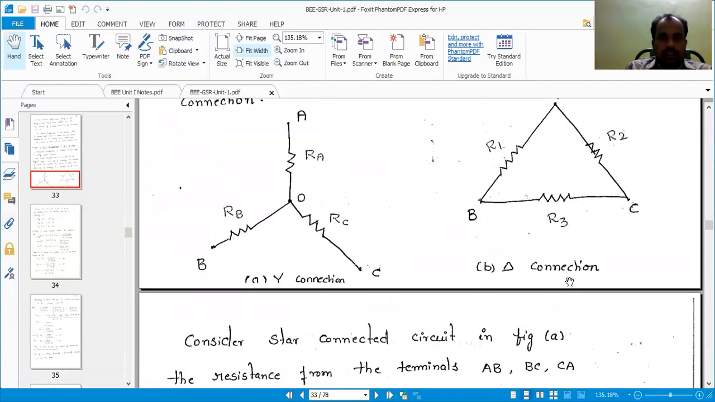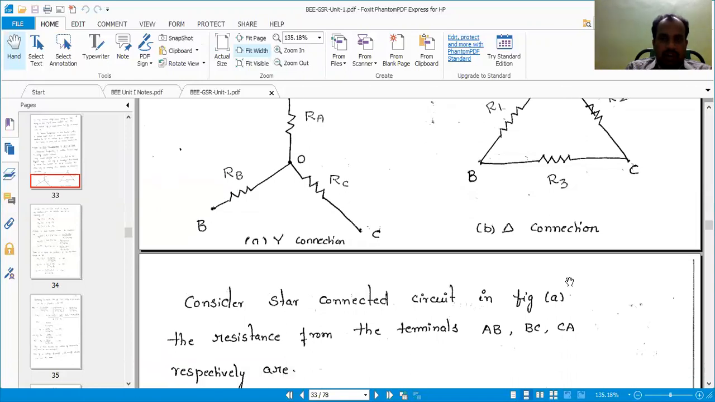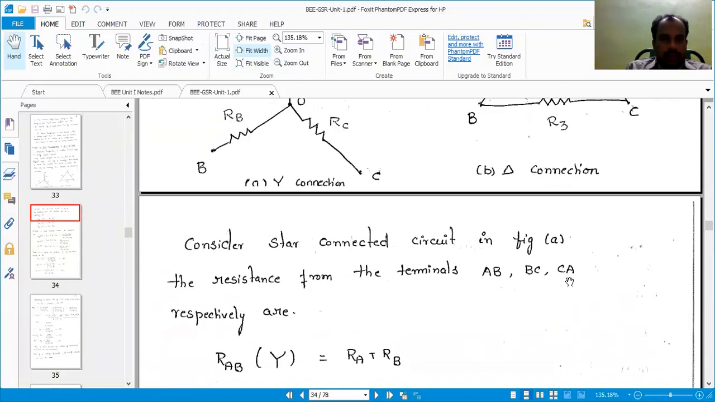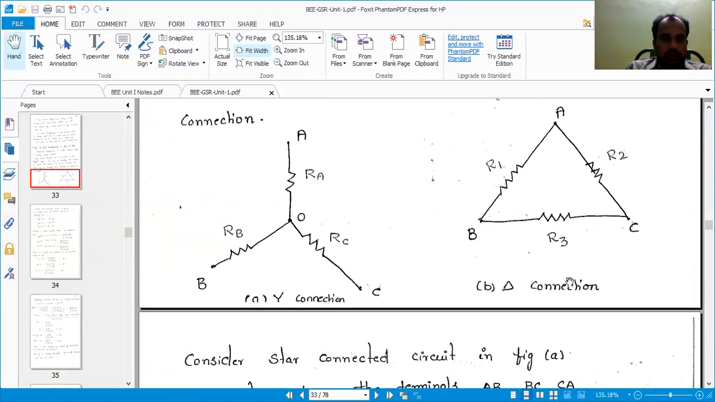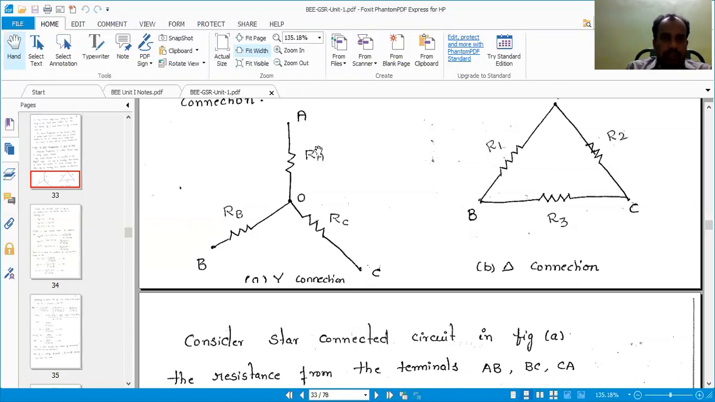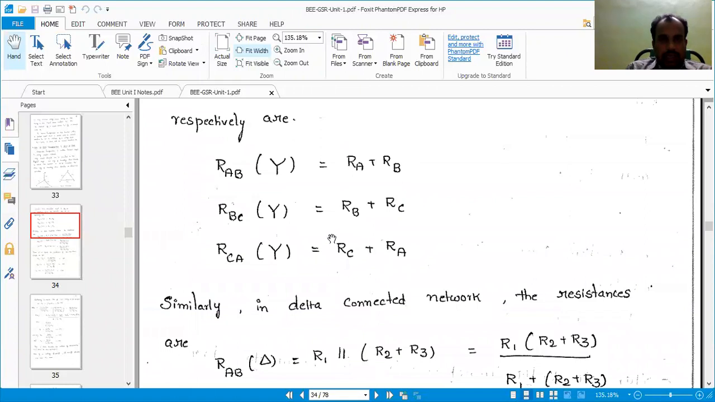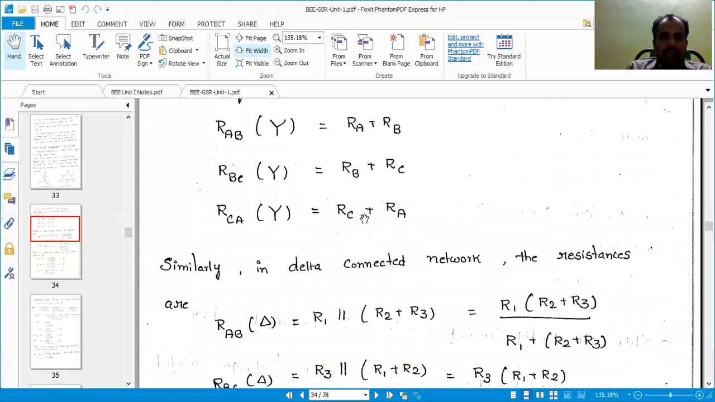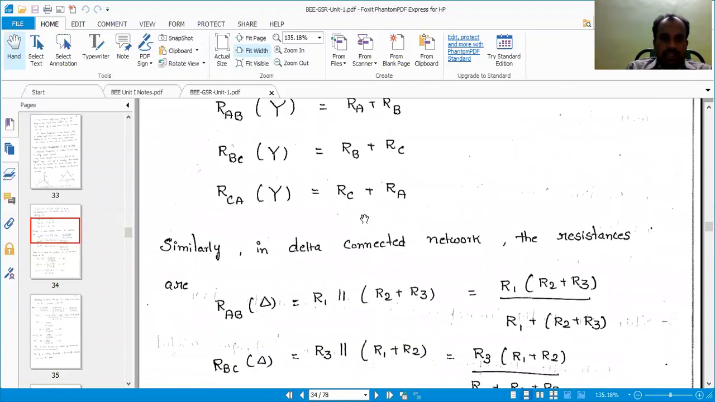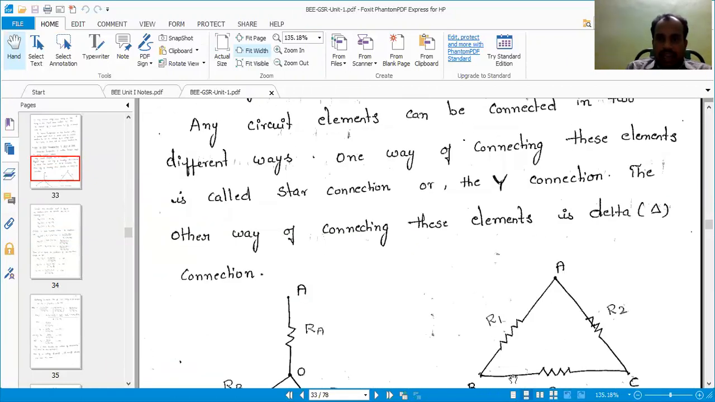In the star connection, the resistances are, for example, RA, RB, RC. In the delta connection, the resistances are R1, R2 and R3. Here, in the star connection, the resistance between A and B is the sum of RA plus RB. Between A and C, it is the sum of RA plus RC. Between B and C, it is the sum of RB plus RC.